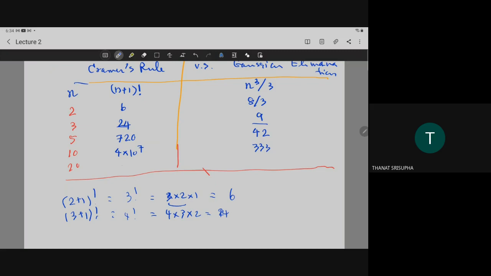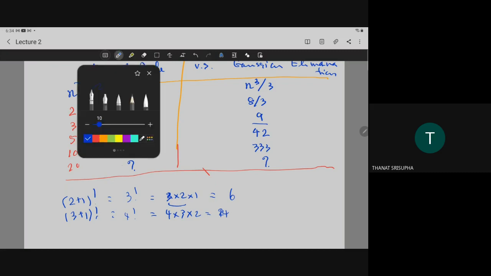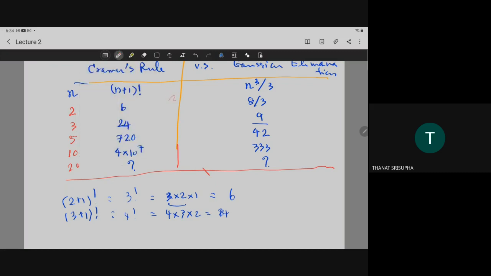Now if n is equal to 20, now it's getting difficult. You can try it yourself at home. So you can see that when the number of unknowns increases, if you still use the inverse method based on Cramer's rule, for example, then the complexity is very high compared to the Gaussian elimination. For Gaussian elimination, the complexity is more like linear. It's not linear, but it's very low compared to the Cramer's rule approach.